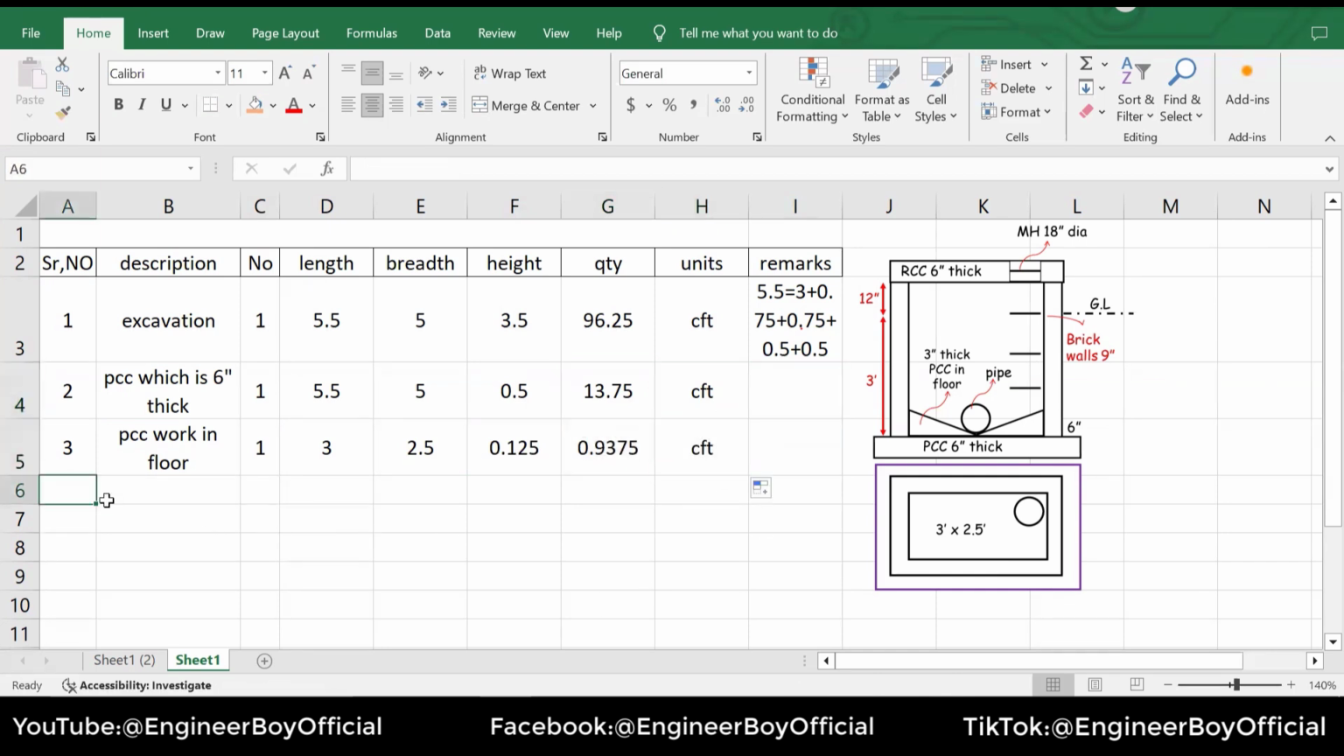All right. Now, next, number 4. Number 4, as you can see, we will just determine the RCC slab. Okay. And then, of course, we will do calculation for the walls.